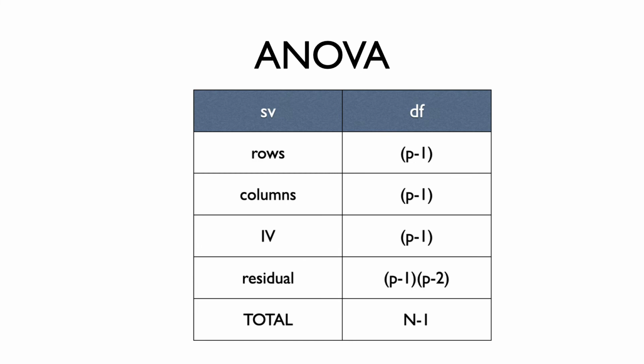Your residual has p minus 1 times p minus 2 degrees of freedom. And your total is the number of observations minus 1, because that's always what it is. So if you ever see on a quiz, on a test, like the only thing left is the final, but if you see one that says rows, columns, independent variable, that's a Latin square. And you should look at that and say, I know that's a Latin square, now I just have to work out what the design looks like.